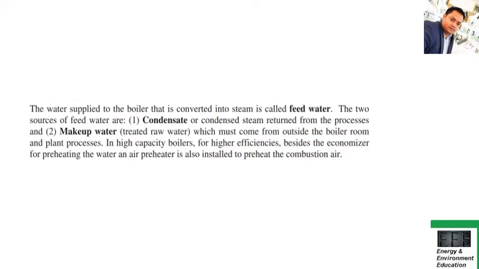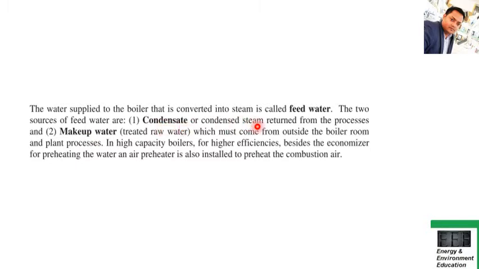Now, as you saw in the last slide, friends, the feed water is an important part of the boiler. So basically, they may ask you to explain the feed water. Water supplied to the boiler that is converted into steam is called the feed water. So whatever water you supply inside the boiler, which is converted into steam, is called the feed water, and it is divided into 2 parts. Or you can say that there are 2 sources of feed water. Basically, one is the condensate, and the other one is the makeup water. So you should know the difference between the condensate and the makeup water.